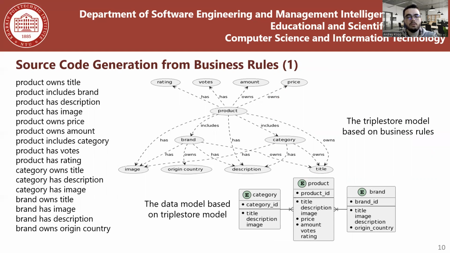We have a relatively short set of SBVR business rules in simple English that describe a domain close to e-commerce, with products, categories, brands, and their respective attributes. Using our approach and the software solution, we first obtain the triple store model based on such business rules, and using the triple store model, we have successfully built the data model, including the unique attributes and the relationships between the entities.